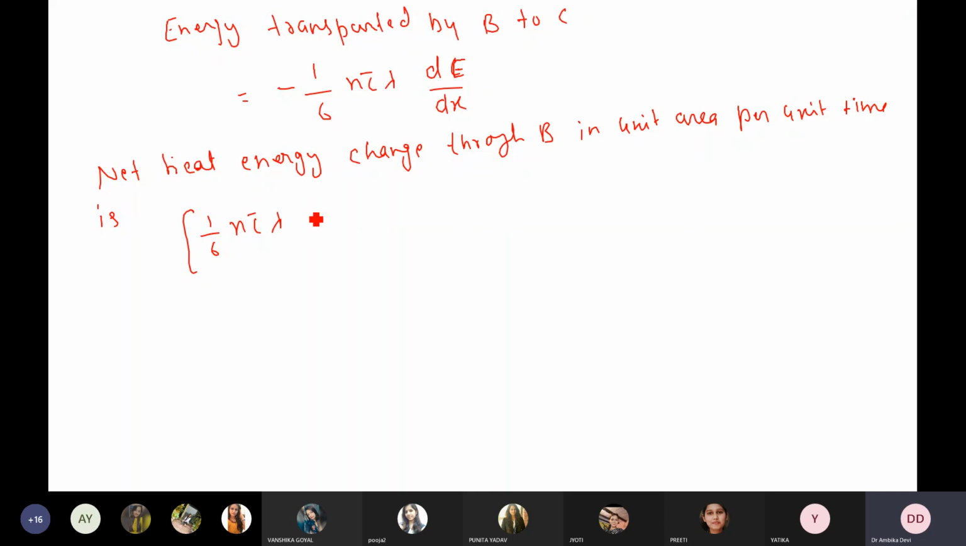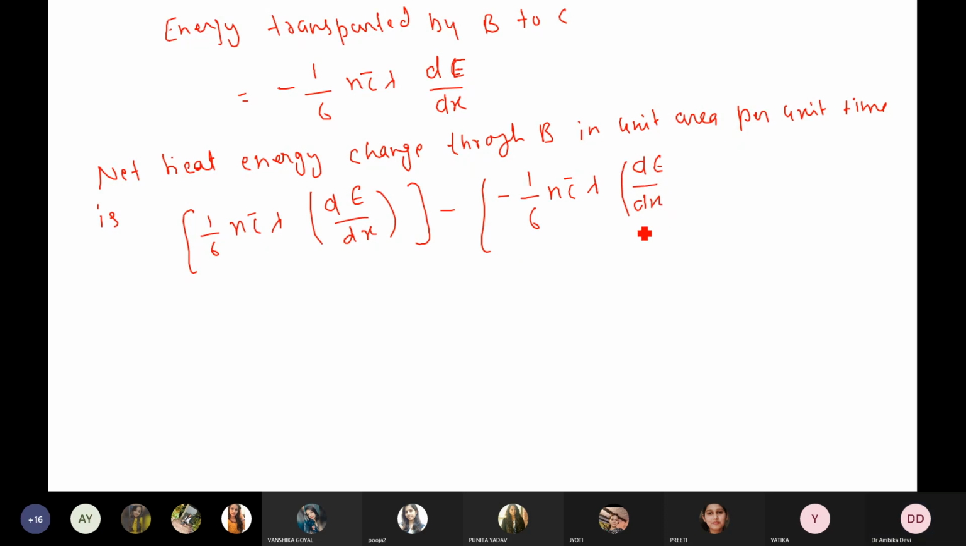How much will it be? You have to see the net, the difference: what is being received minus what is being transported. So that minus this transported energy, 1 by 6 n c lambda dE by dx. Minus the transport, which is minus 1 by 6 of n c bar lambda dE by dx. Okay, the net energy change is this much, which is equal to, if you simplify, n c lambda divided by 3, dE by dx. So this is the net energy change at the point B.